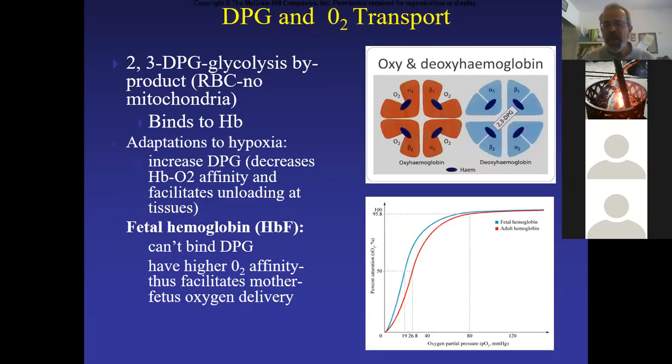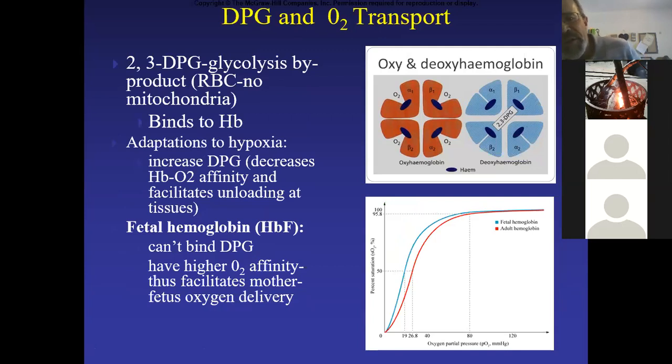All right, let's talk about DPG. So you may have heard of it from other classes. It's a byproduct of glycolysis. It's also called BPG, diphosphoglycerate or bisphosphoglycerate. It's a byproduct of metabolism.